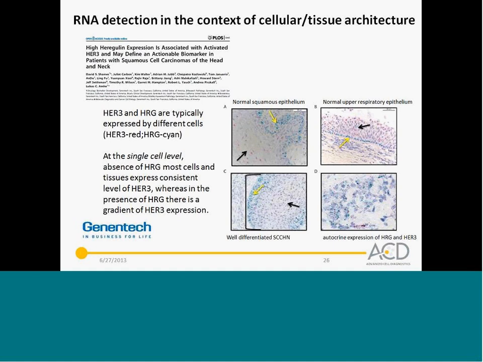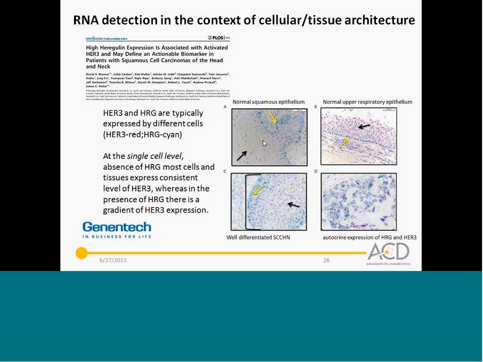Now in panels A and B, you have well-differentiated tissue where you can see a clear separation of the expression of HRG, which is in cyan, the bluish color you see here, and HER3, which is in red. So clearly in panel A, you can see that the HRG expression is restricted to the basal cells, and the HER3 is in different cell populations. In panel B as well, you can see the different expression of these two transcripts, one in the basal cells and the other in the epithelium.